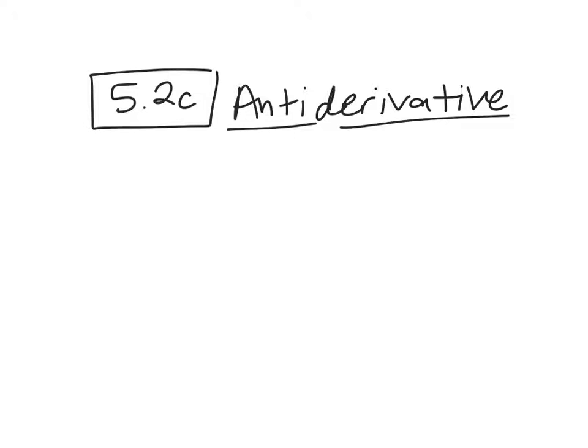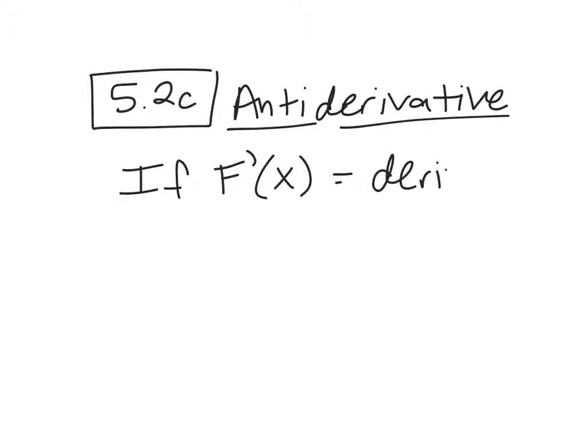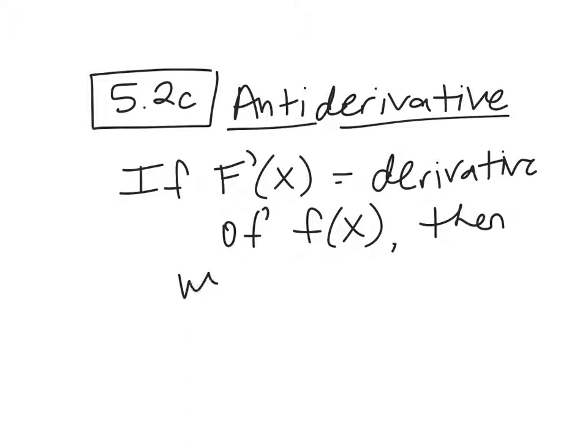All right, here's what it is. So basically, if capital F prime of x is equal to the derivative of f of x, then we can find f of x. So if f prime of x is our derivative, then we can find f of x from that derivative. So I'm just going to go ahead and jump right in, teach you how to do it.